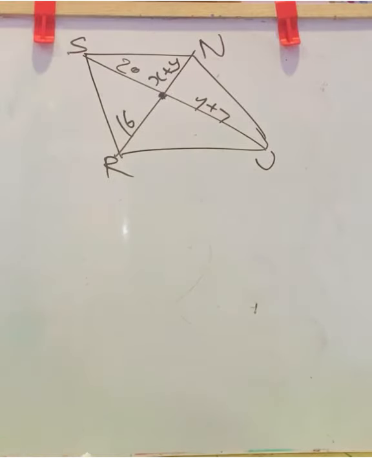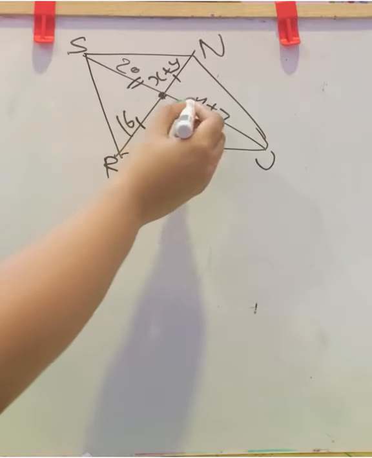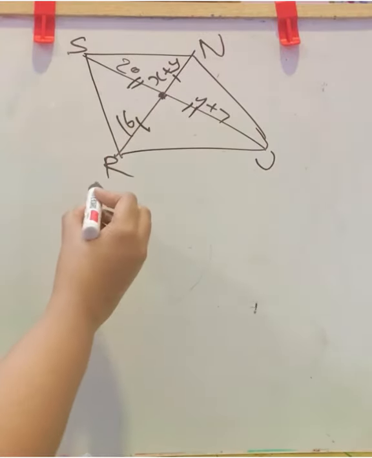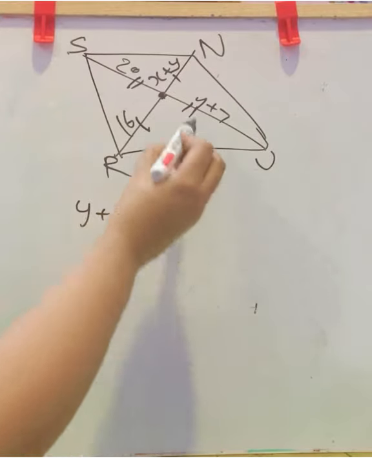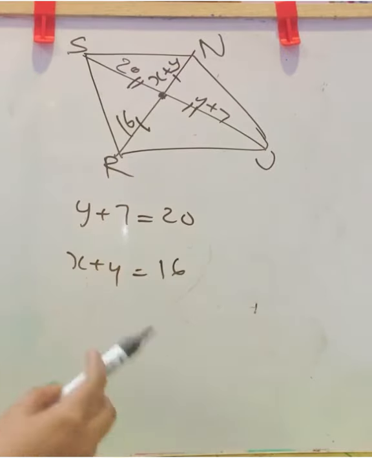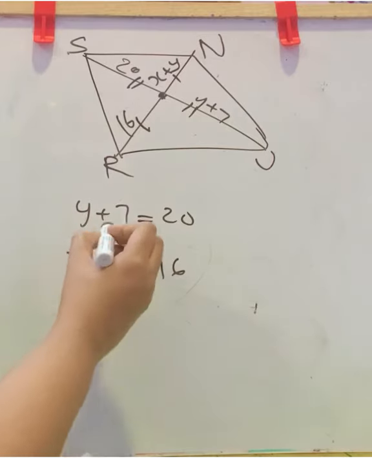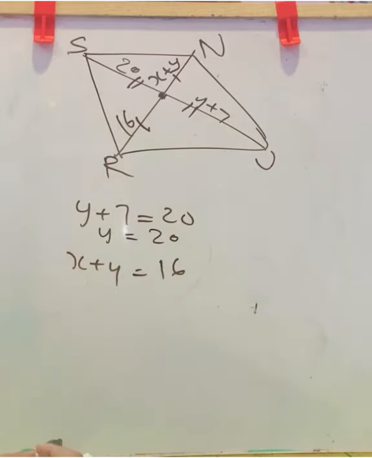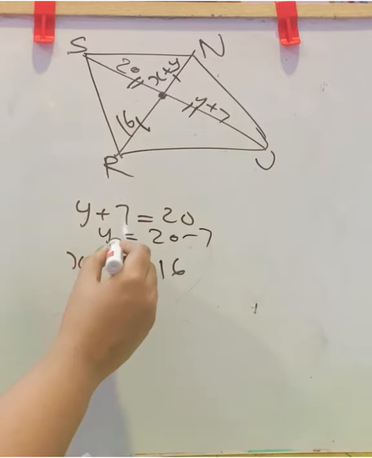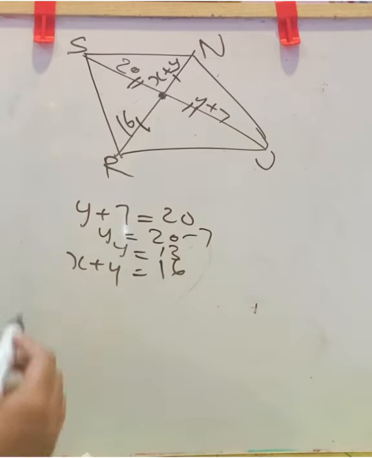Considering the diagonals, we know in a parallelogram, diagonals bisect each other. Bisection means this length and this length will be equal. Also, these two lengths are equal. So let us write it like that. Y plus 7 equal to 20 and x plus y equal to 16. Now, this is a two variable equation and this is one variable, so this is easy for us to find. Y equal to 20, taking plus 7 to the other side as minus 7, y equal to 20 minus 7 is 13. So we got y is 13.